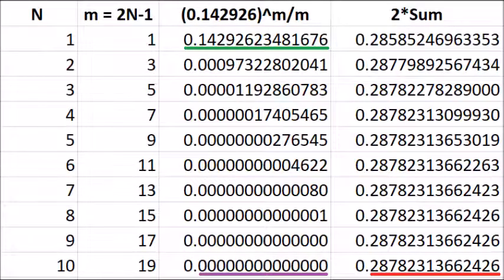This is a spreadsheet showing term-by-term calculations for the series expansion of the natural logarithm. The last column is twice the sum of all the terms up to that row. Notice the signs of convergence as underlined in purple and red. We have discussed this extensively in past lessons, and here it shows up again.